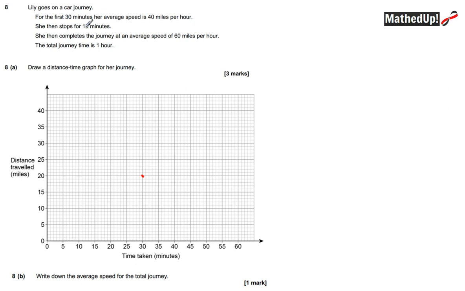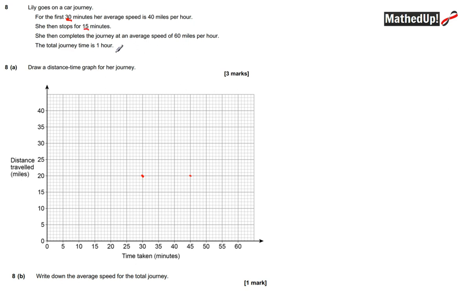She then stops for 15 minutes, which means that the distance doesn't increase for 15 minutes. So that's going to be 5, 10, 15. So that will take us to that point there. She then completes the journey at an average speed of 60 miles per hour. Now the total journey time is 1 hour, so we've had 45 minutes so far. We've had 30 minutes here and the 15 minutes here.